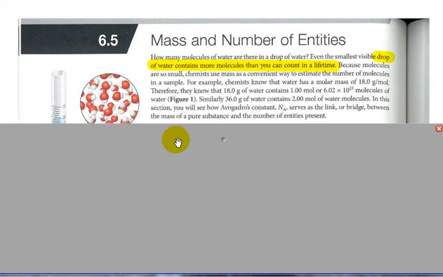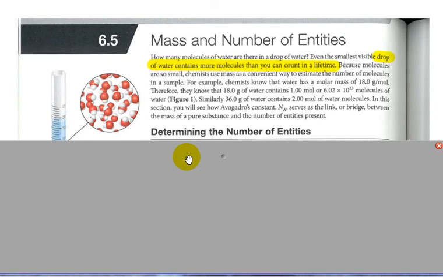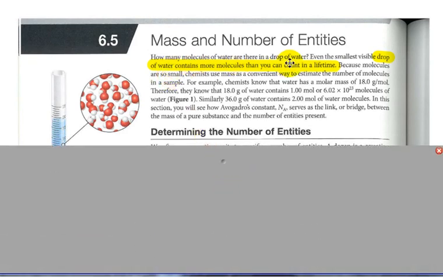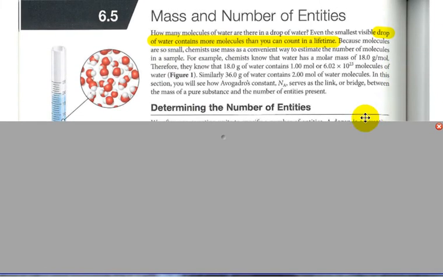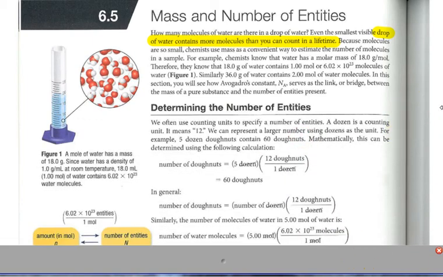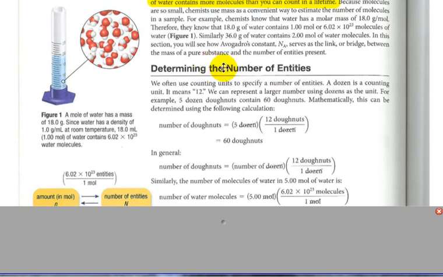This is 6.5 booklet, Mass and Number of Entities. So if we take a look here, we're dealing with very small things when we talk about atoms. So we need to have a way of identifying what we're dealing with. And of course, depending upon the bonding of the atoms together determines what substance we're in fact talking about.